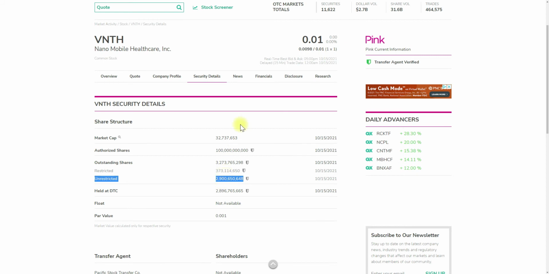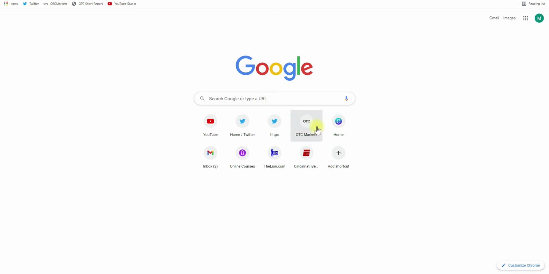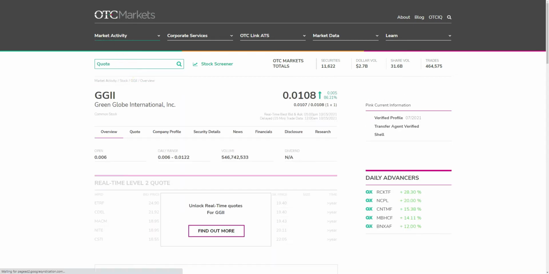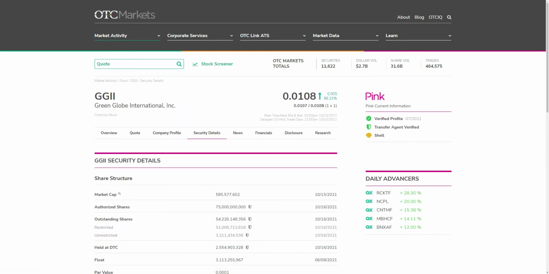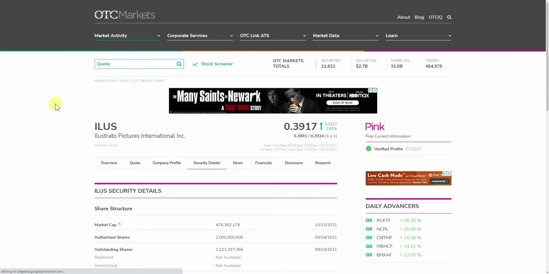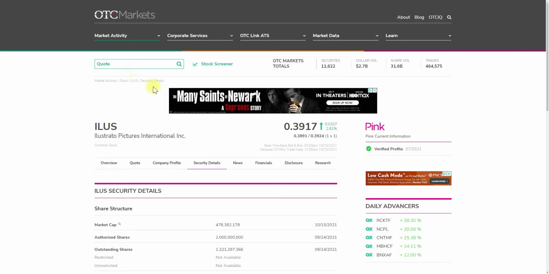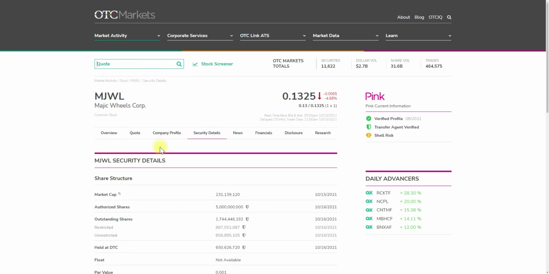All right, so I'm gonna bring up a couple different stocks. So I'm going to have one with less and I'm going to have one with more. All right. So let's go with ILUS. Okay. So ILUS, of course, it doesn't have a restricted, unrestricted, not available. Let me see if I can find another one. But as you can see, the outstanding shares are less. And I think MJWL would be a good one. All right. Here we go.